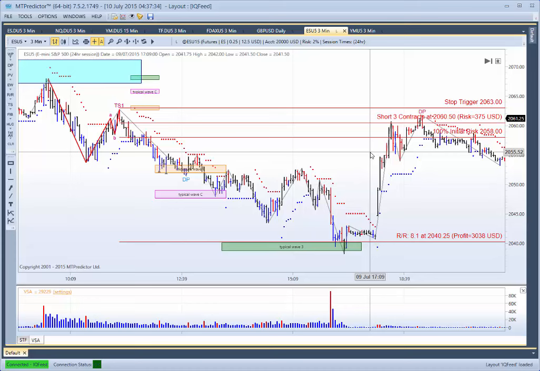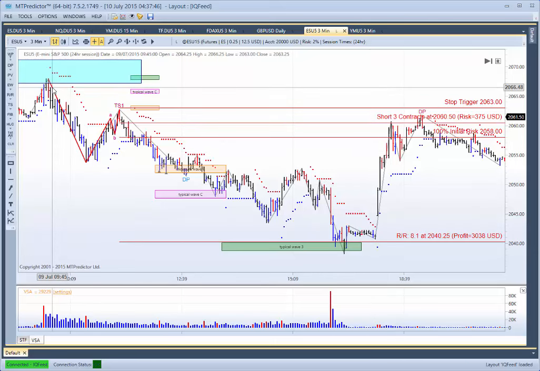In fact, this has been the second or maybe even third really good trade this week based around the Holy Grail trade setup. So a good day for MTPredictor yesterday, particularly when you combine the day session chart with the 24-hour chart, particularly on the ES.